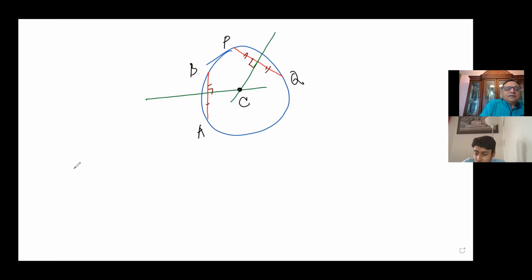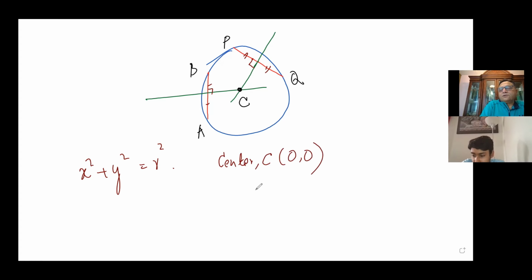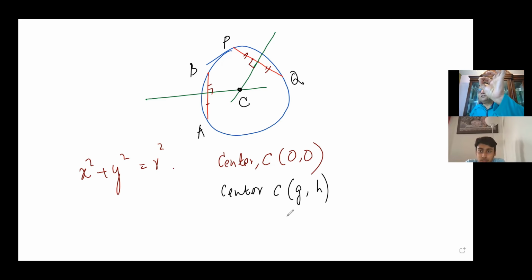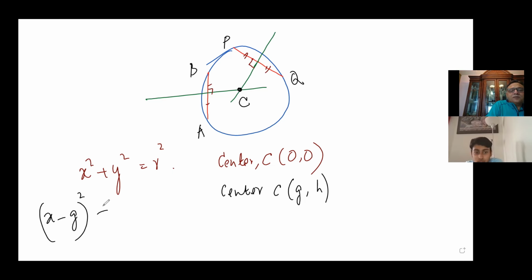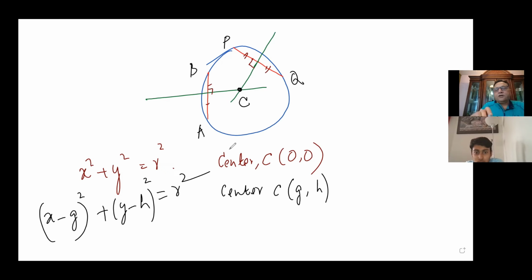So the equation is x square plus y square equals r square. That means the center, let's say C, is at the origin. Is that clear to you? However, if I change the center to some other point, let's say (g, h), then the center is shifted g units right and h units up. Therefore, the equation will be (x minus g) whole square plus (y minus h) whole square equals r square. So very important to remember this.